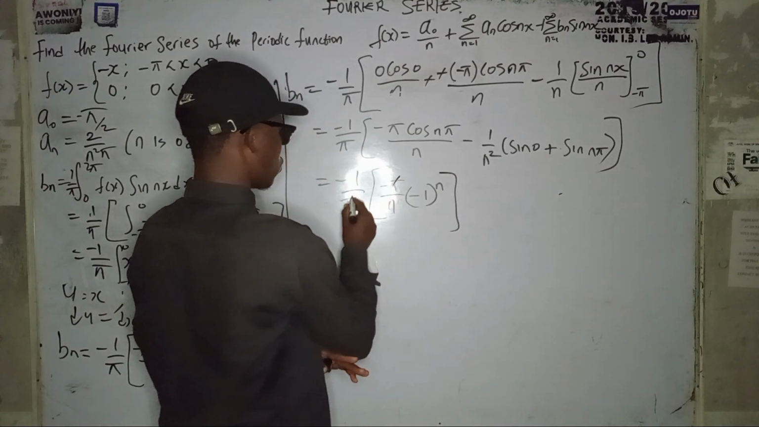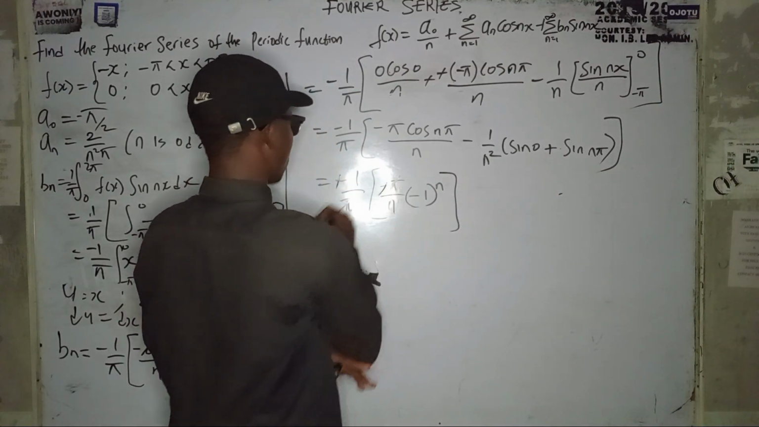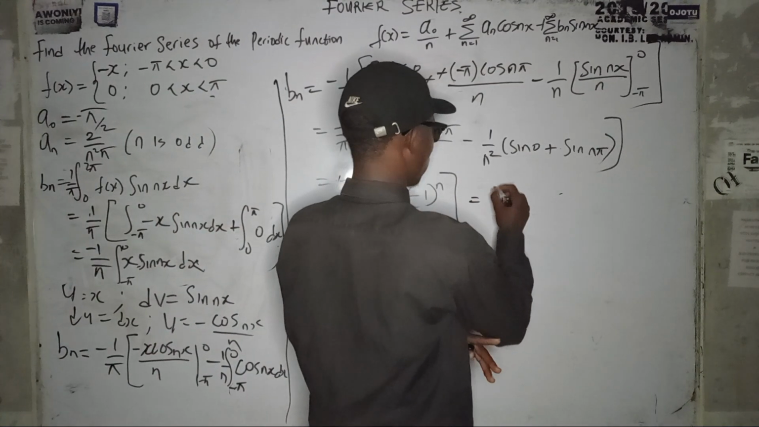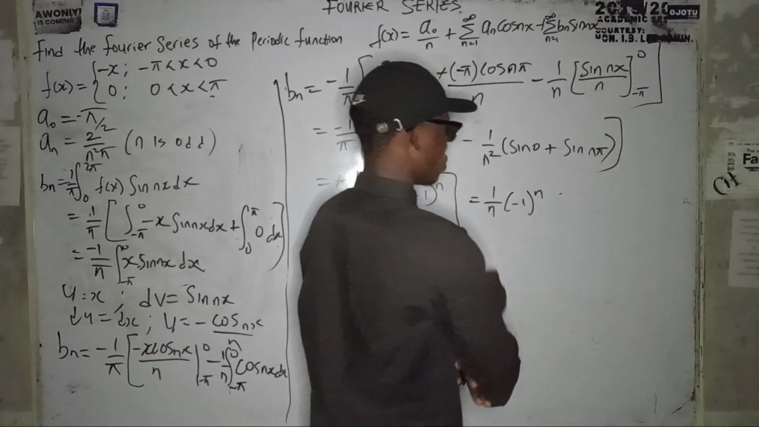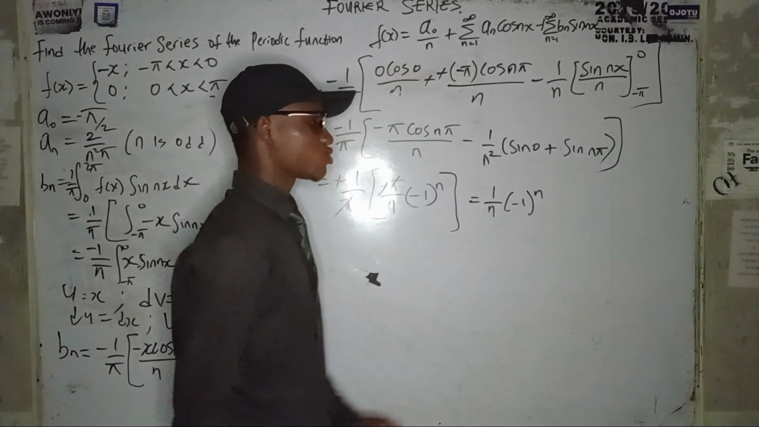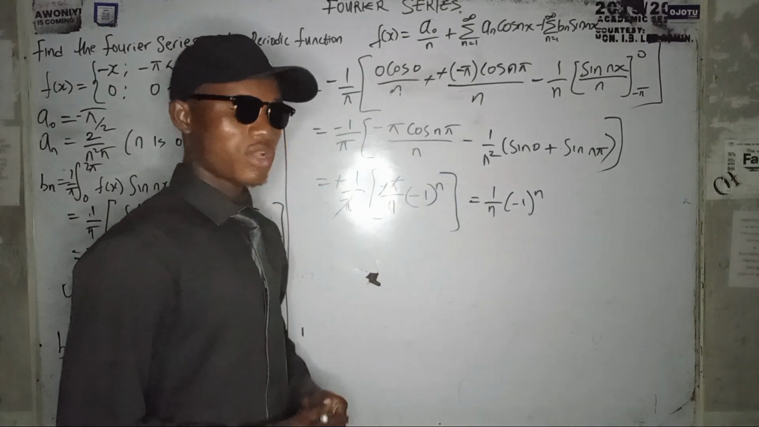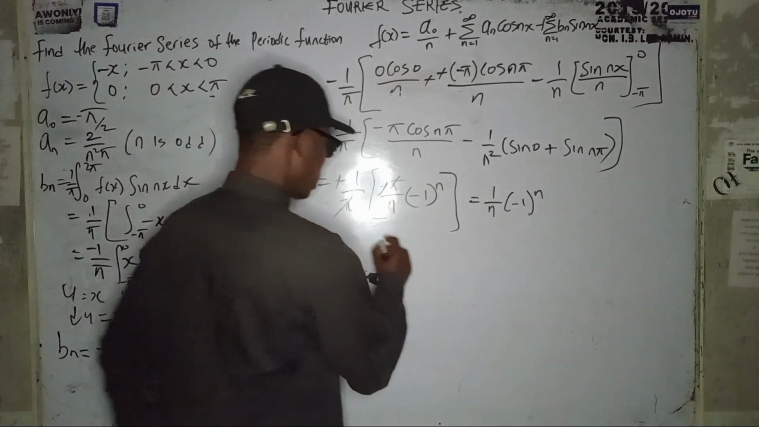So pi can cancel pi here, minus multiplied by minus, and this will be equal to 1 over n for minus 1 raised to power n. Now, since, as I said earlier, we are going to find for when n is even and when n is also odd.